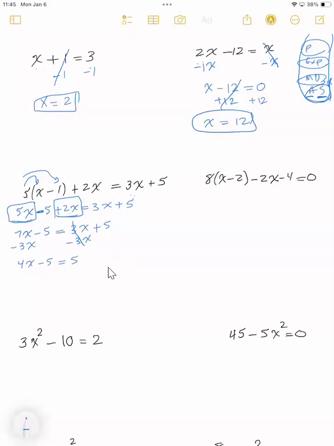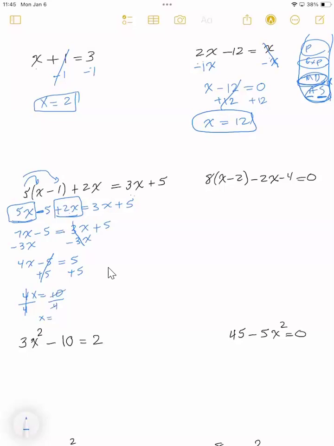Now I have an equation with one x term, and when I have one x term, then I just go through PEMDAS. I see that something is being subtracted from x. I add 5. I get 4x is equal to 5 plus 5, which is 10. Then I divide because I have a multiplication by x. I divide both sides by 4. I get x is equal to 10 over 4.